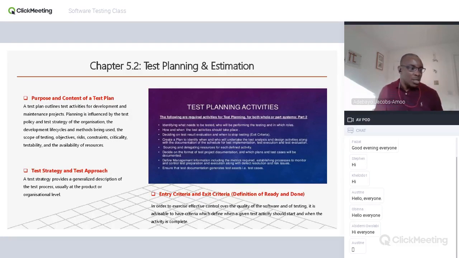So the strategy provides a general description of the test process. Okay, usually at the organization level. Some people will say at the product level. I don't believe you should have a test strategy for a product, especially if we are a software house and we're churning out product after product. I don't want to have several test strategies because I'm doing Coca-Cola and then doing Fanta and then doing Sprite and then doing Pepsi. So I'll have a test strategy.